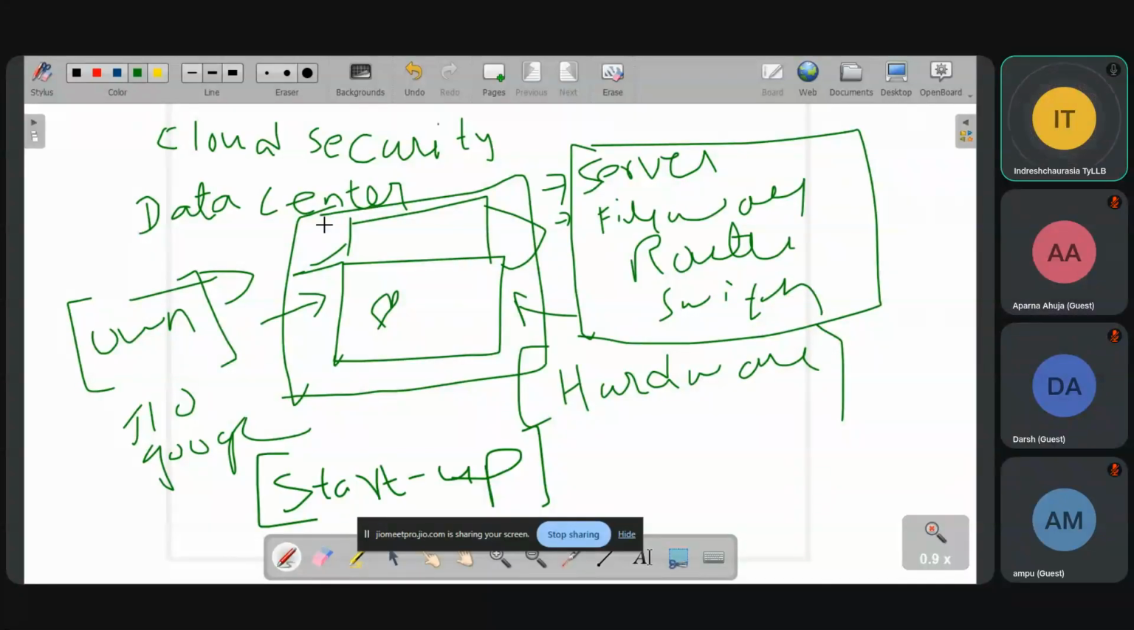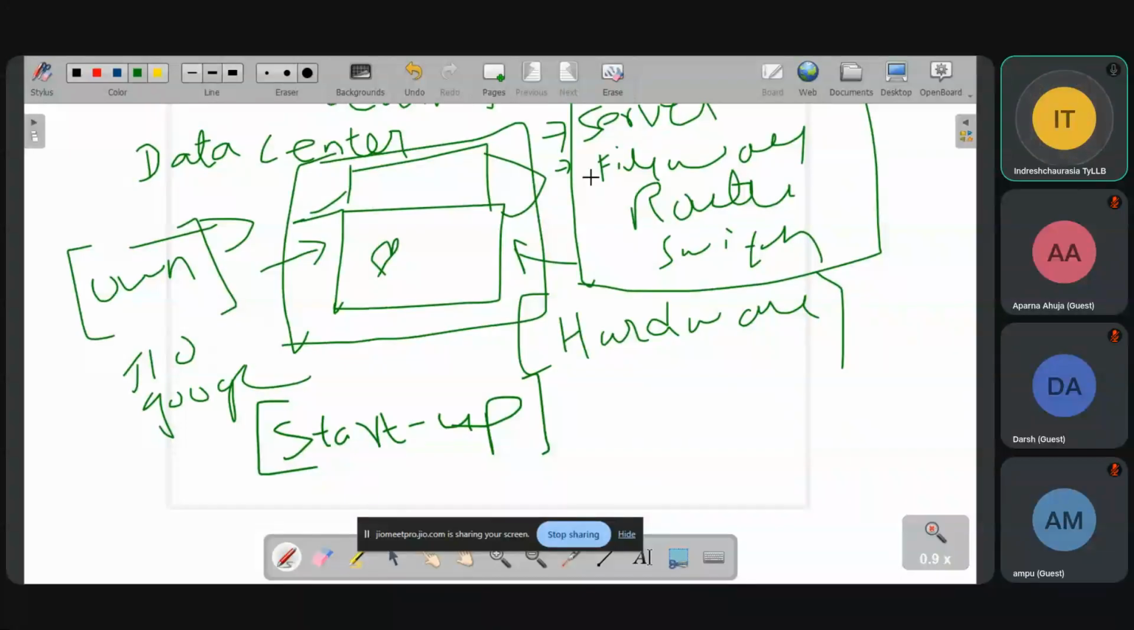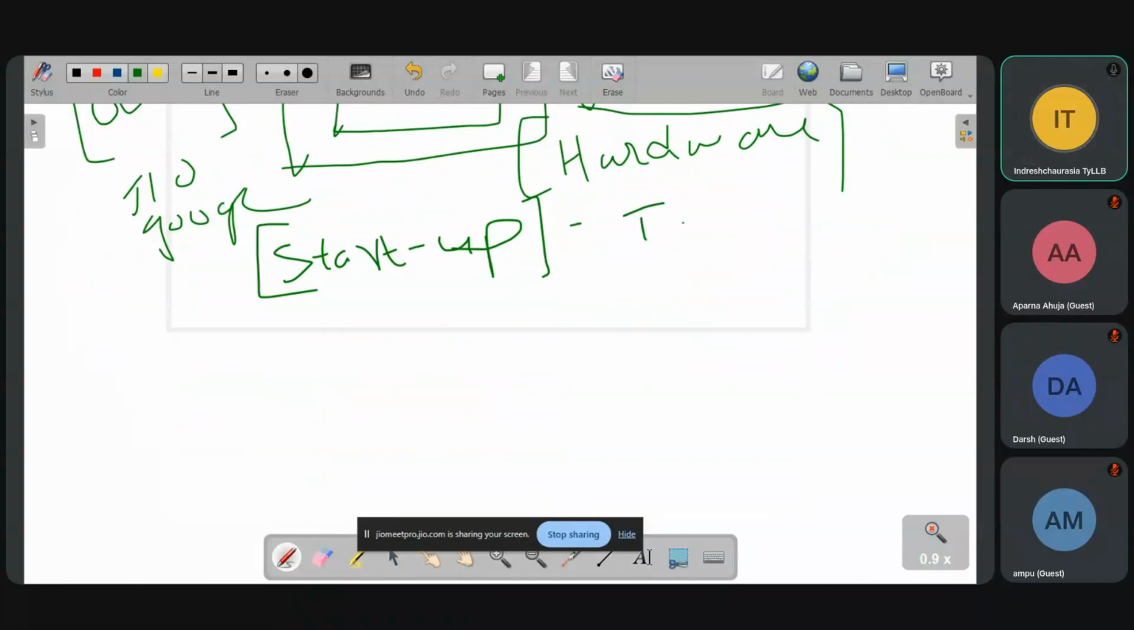In your own data center, you have to manage everything: hardware, location, physical security. You are the only one responsible for managing this particular data center. And whatever location you want, you have to build physical servers from scratch. You have to build one building, then place the servers and your devices. It is time consuming, and it is not feasible money-wise also.